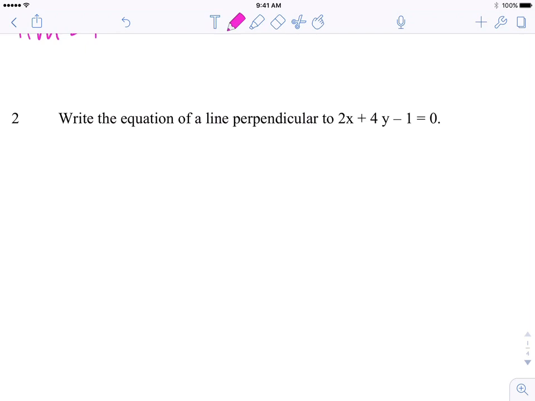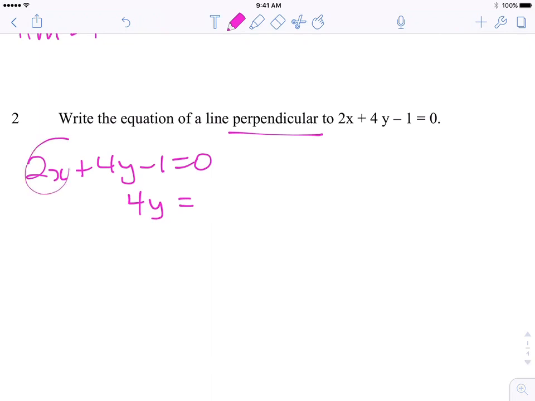Let's try perpendicular. We know perpendicular means negative reciprocal slope, or flip and change the sign. So let's write our equation here, 2x plus 4y minus 1 equals 0. And we want to see what our slope is, so let's write it in y equal mx plus b format. The 4y will stay here, and we'll get rid of this, and we'll add 1 to both sides as well. So negative 2x plus 1, just changing signs here.